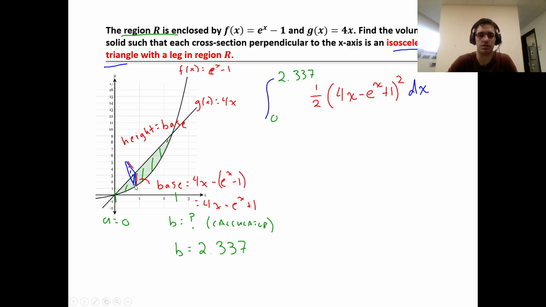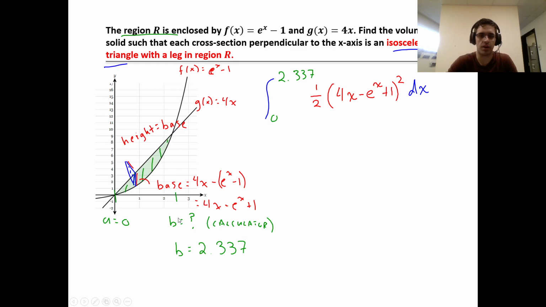So that means the leg in the region is the width, and the leg going straight up is the height, and those are equal in length. So the top function minus bottom function is going to be the width and the height. And since it's the area of a triangle, we divide it by 2. That's going to be our area equation. Then we integrate from the beginning point, so a value is 0, all the way to the end point where they intersect again.